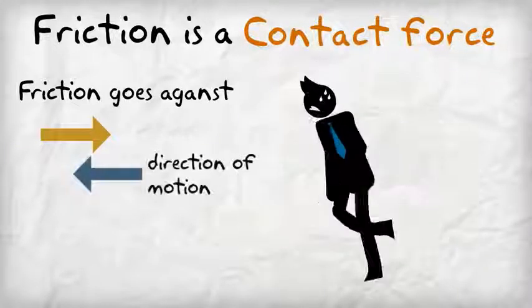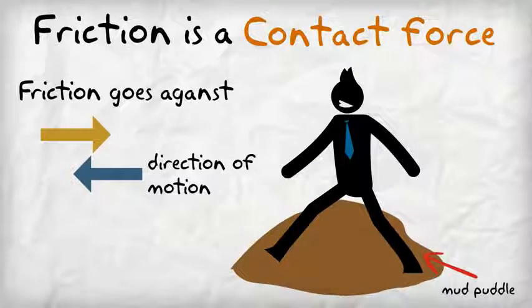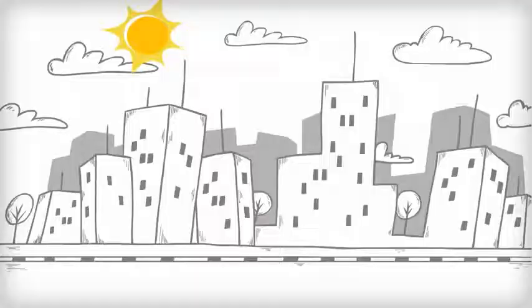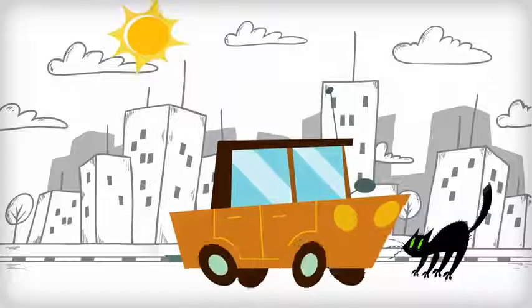Friction goes against motion. Even though friction slows things down and makes movement difficult, there are many things we could not do without friction. Friction holds us to the ground, allowing us to walk without slipping. Friction causes the car to brake in time to avoid accidents.